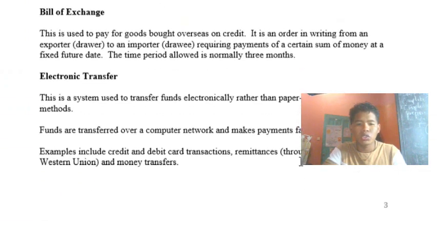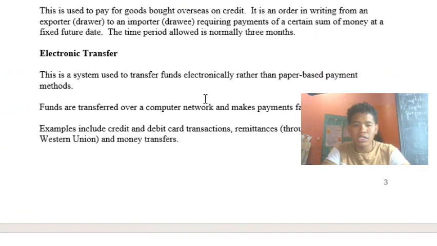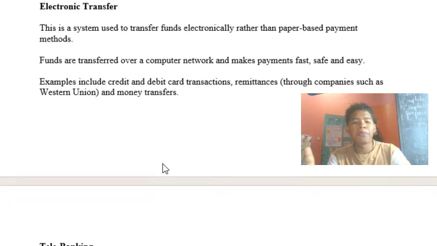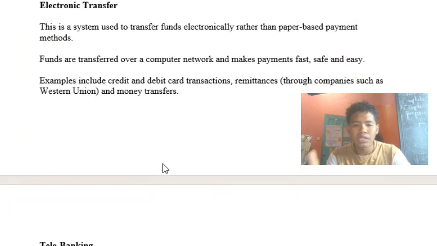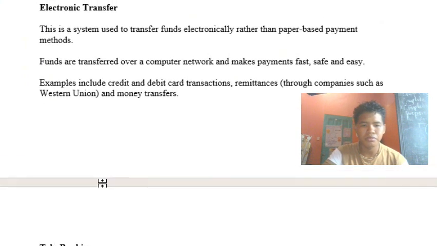Then we have electronic transfer. This is a system used to transfer funds electronically rather than paper-based payment methods. Funds are transferred over a computer network, which makes payments fast, safe, and easy. Examples of these include debit card transactions, remittances through companies such as Western Union, and money transfer. Those are some examples of electronic transfer.